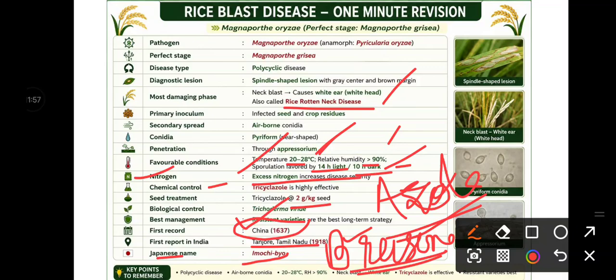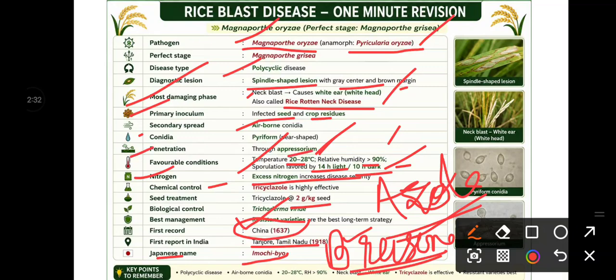Then about the pathogen. The pathogen is Pyricularia oryzae. The imperfect stage is Pyricularia; the perfect stage is Magnaporthe oryzae, which produces ascospores. It is a polycyclic disease. The diagnostic symptom is a spindle-shaped lesion with grey center and brown margin. The most damaging stage is neck blast. The primary source is infected seed and crop residue. Secondary spread is from airborne conidia. And how does this conidia look? Conidia are pyriform or pear shaped, 3-celled because of the presence of 2 septa. Then penetration occurs through the appressorium.